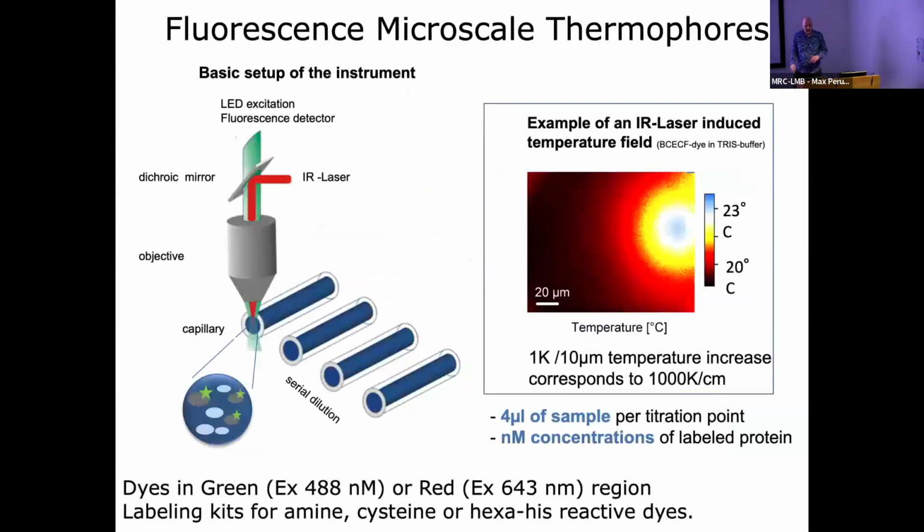The format of the instrument is little capillaries, like the Prometheus. You're looking down from the top, and you've got a capillary filled with fluorescent protein, or anything else, with a binding partner. That fires an IR laser down, and it's also firing down a fluorescence detection system as well, and you're getting a very, very concentrated spot of heat. The dyes that they can use are either in the red or the green, and they've got lovely labeling kits to do that with.